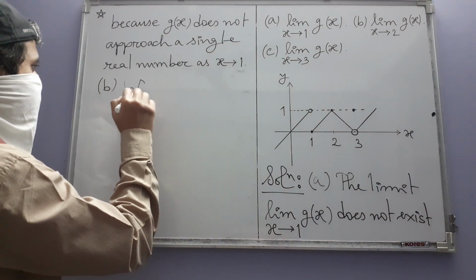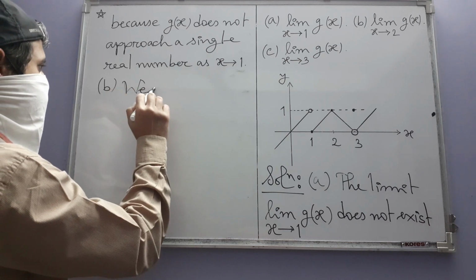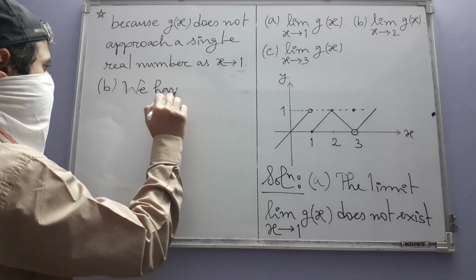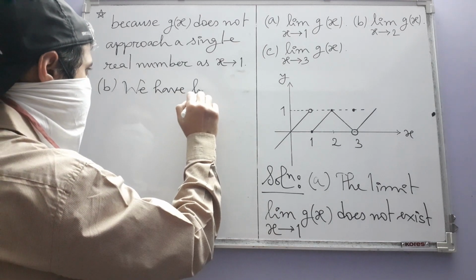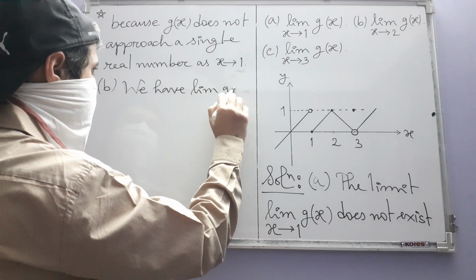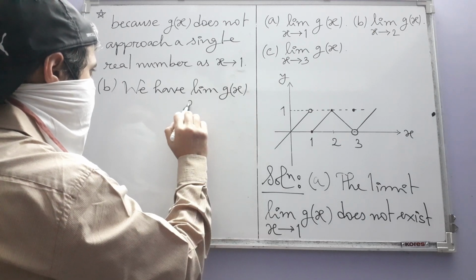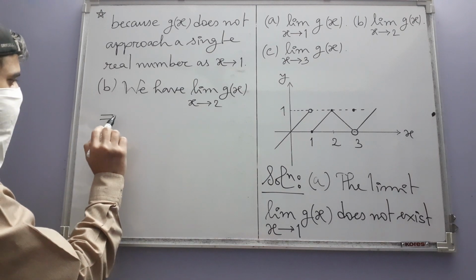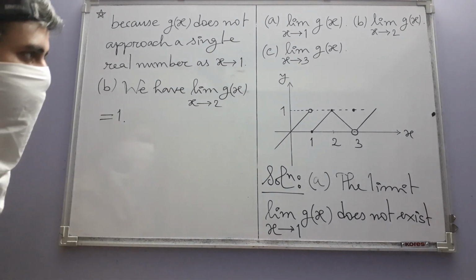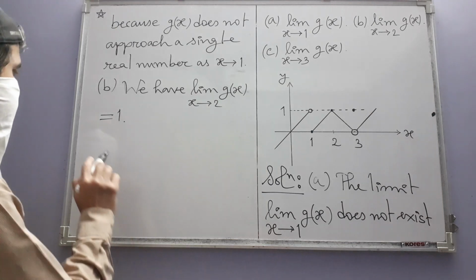We just simply write we have, from the graph of course, limit of g of x as x tends to 2 equal to 1. Okay.